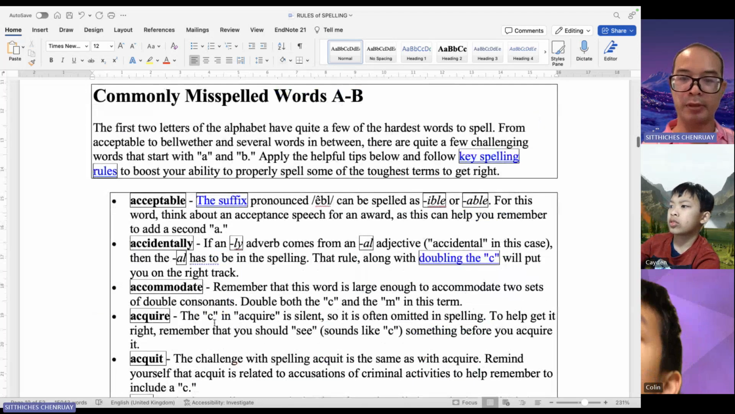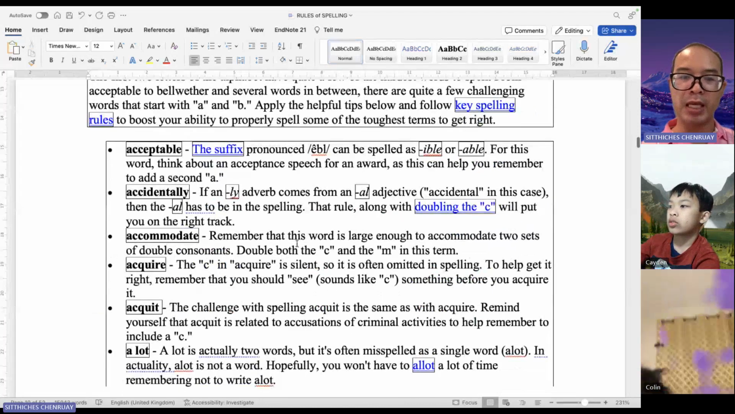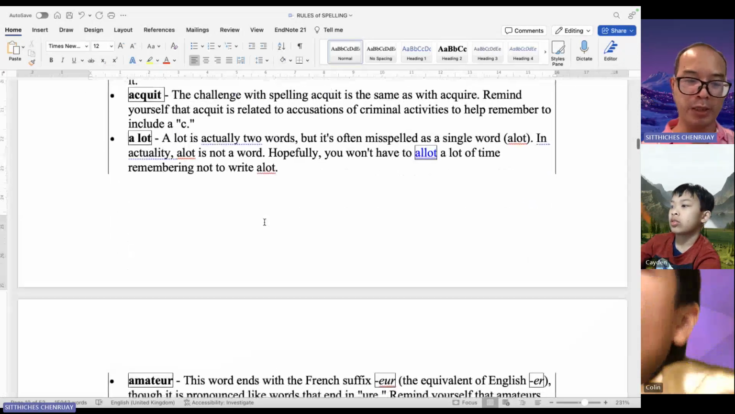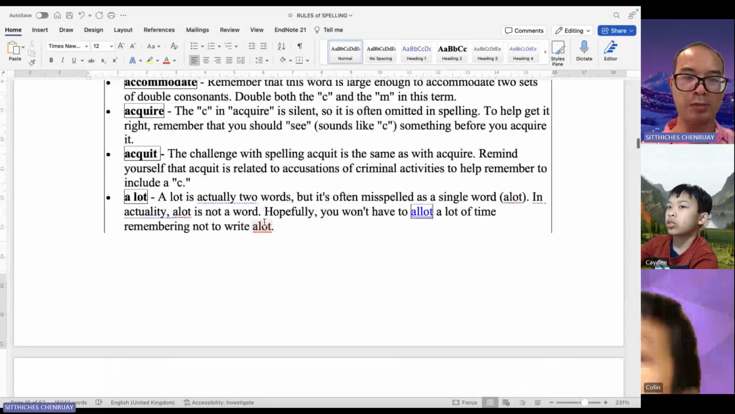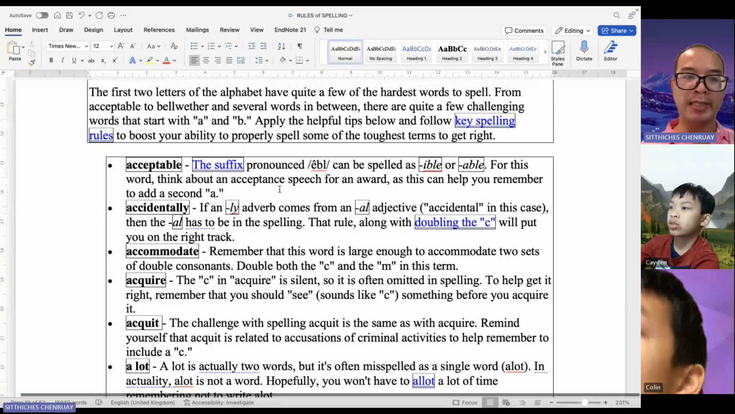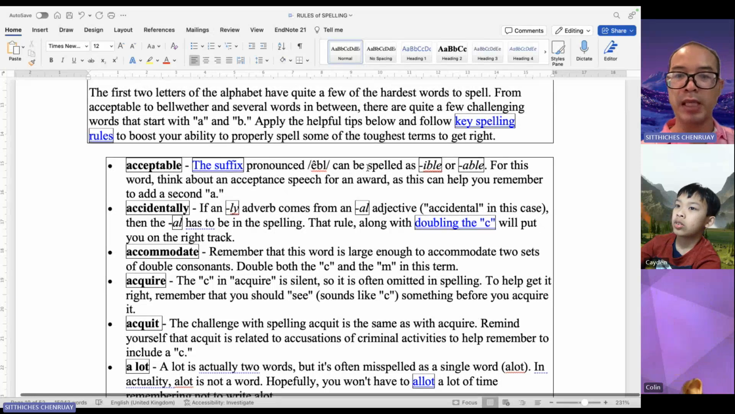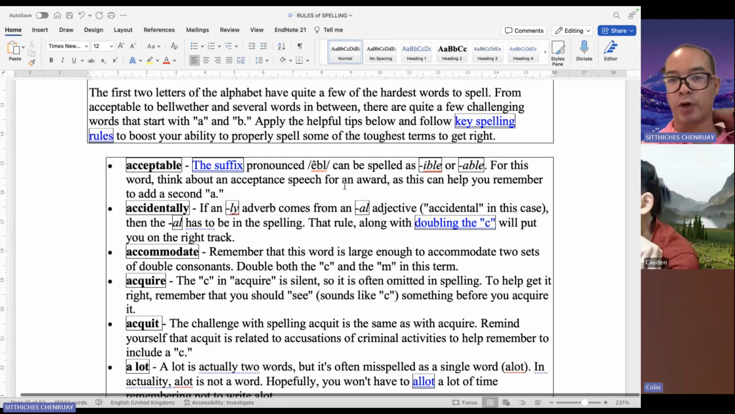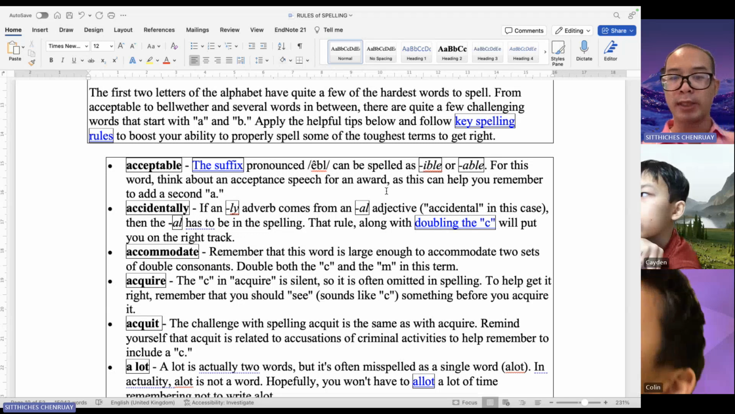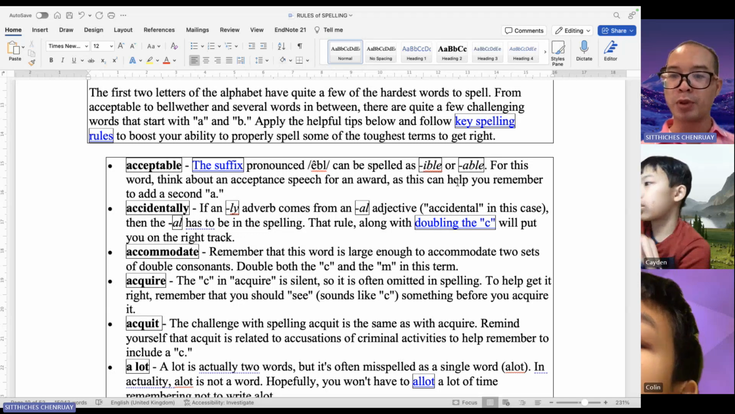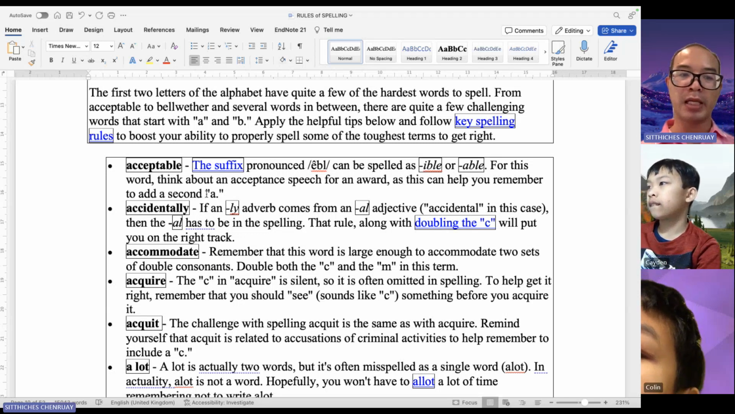Okay, remember this, some words you may misspell. Acceptable is pronounced as able, but can be spelled as able and ible. For this word, think about the acceptance speech for an award, as this can help you remember the word. Okay, acceptable. Accidentally.